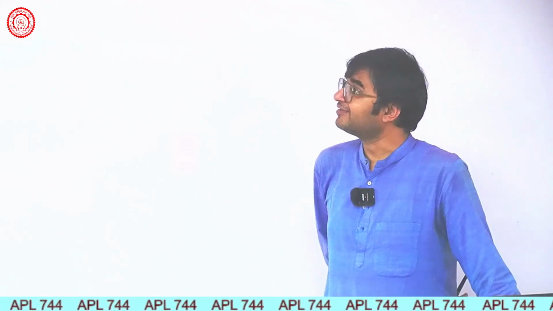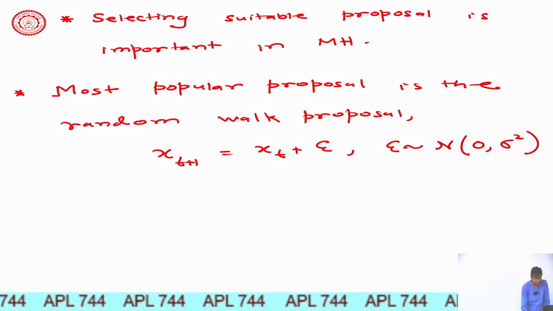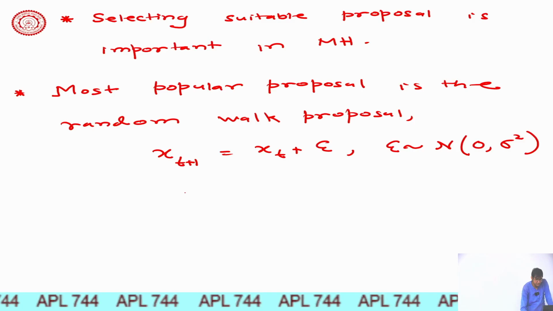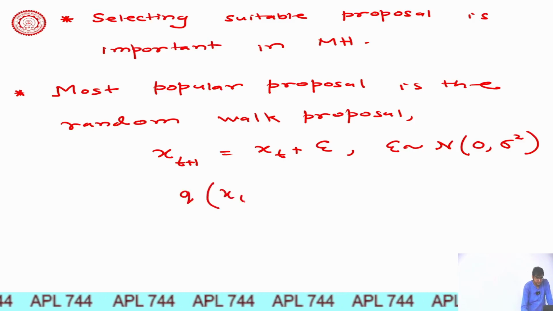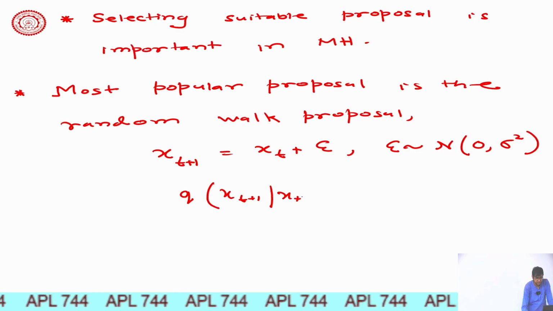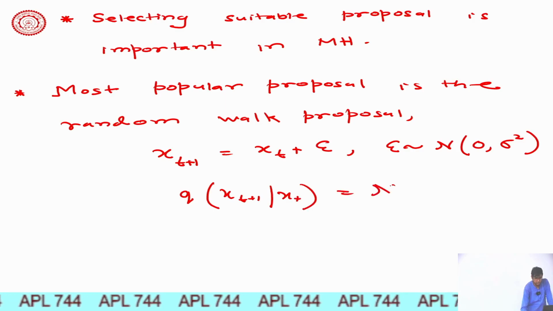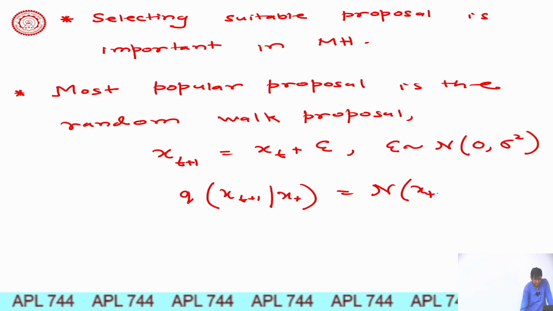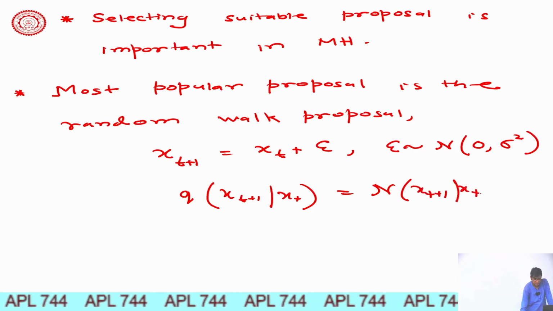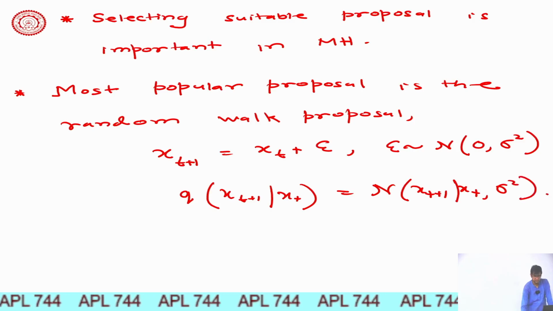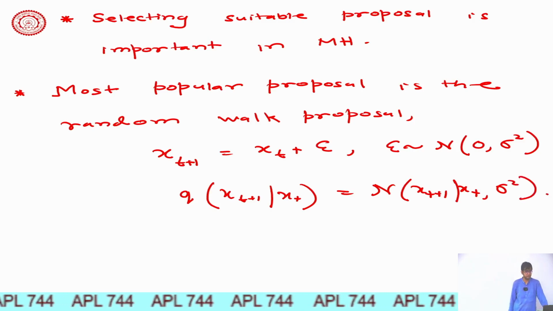So what is q(x_{t+1} given x_t)? It is Gaussian with mean x_t and variance sigma square. So this basically boils down to the proposal q(x_{t+1} given x_t) is equal to a Gaussian over x_{t+1} where x_t is the mean and sigma square is the variance. So this is known as the random walk proposal.